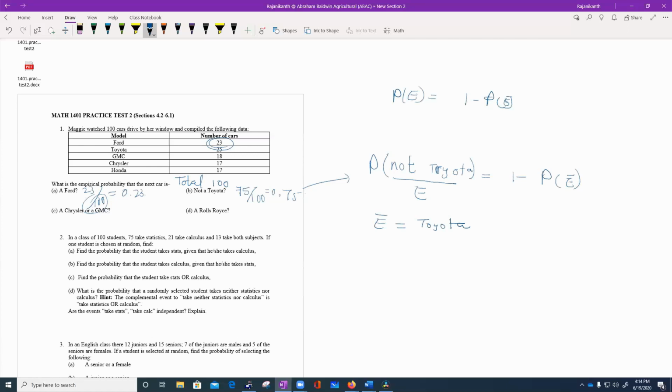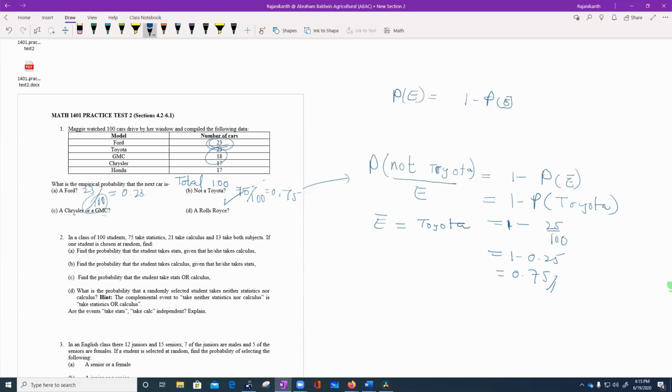That means if you replace E bar by Toyota, the probability of not Toyota equals 1 minus the probability of having Toyota, right? Under Toyota, you see 25, right? So the probability of choosing Toyota is 25 over 100. Then when you subtract that, it should be 0.75. This is another way to find it, you see. Good.